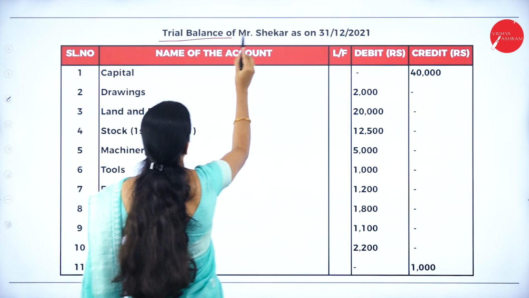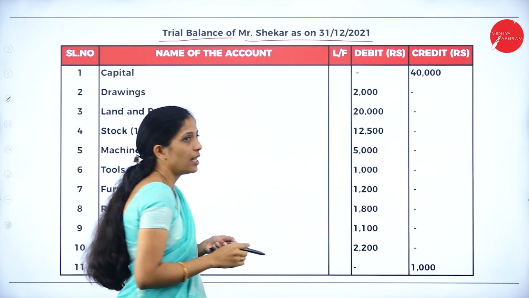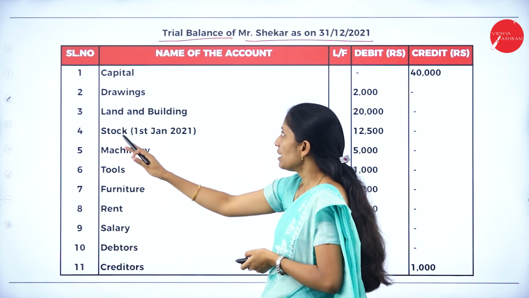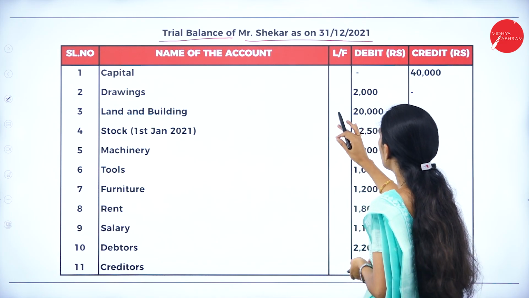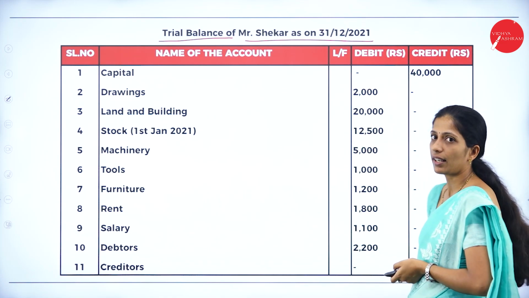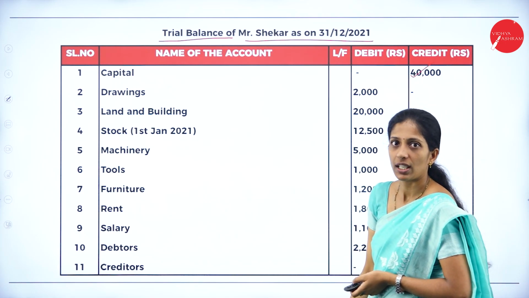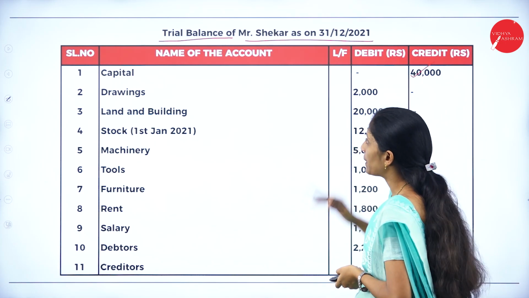First you will write the heading: trial balance of Mr. Shekhar as on 31st December 2021. Your format is simple: serial number, name of the account, ledger folio, debit rupees, credit rupees. As I told you, capital you will write on the credit side. So, capital, credit.